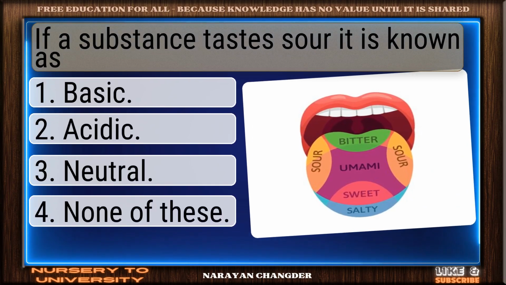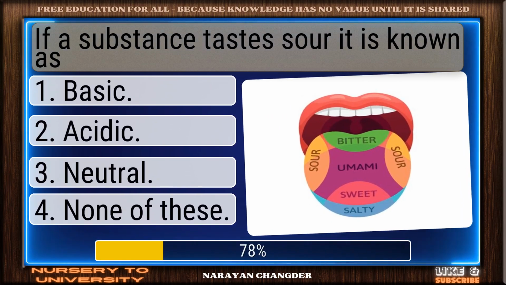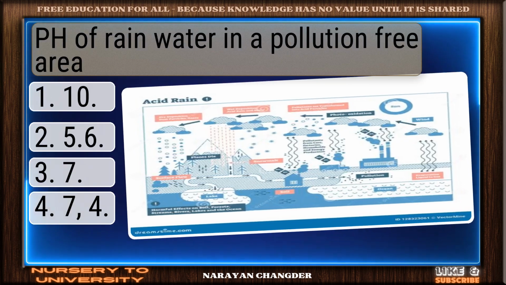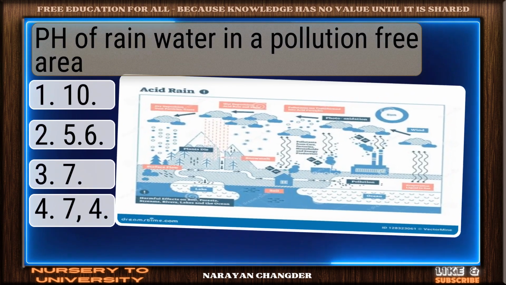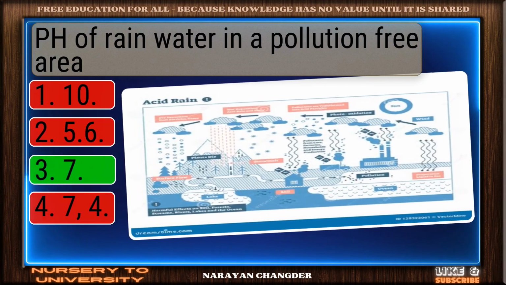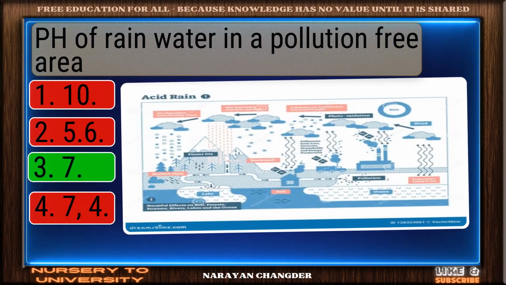Question number 19. If a substance tastes sour, it is known as. Bravo. Acidic is the answer. Question number 20. pH of rainwater in a pollution-free area. Clear logic. Your choice 7 is sound and 100% true.